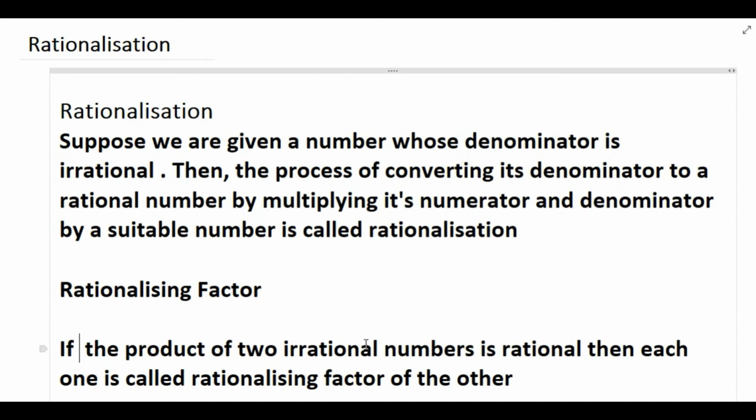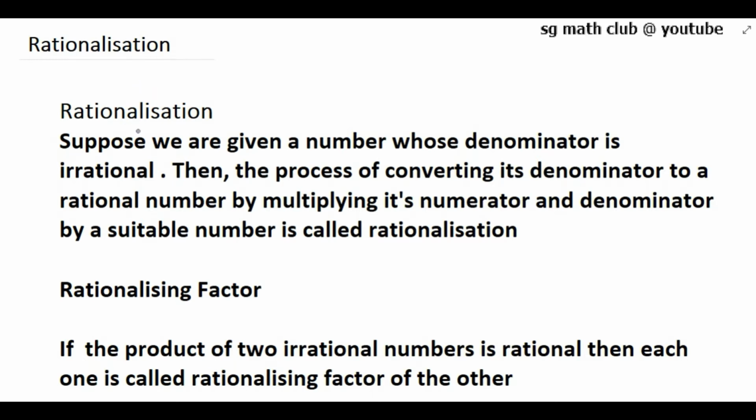You have already studied real numbers and their properties. So in today's video, you are going to learn a new term called rationalization. What do you mean by rationalization? Suppose we are given a number whose denominator is irrational. Then the process of converting its denominator to a rational number by multiplying its numerator and denominator by a suitable number is called rationalization.